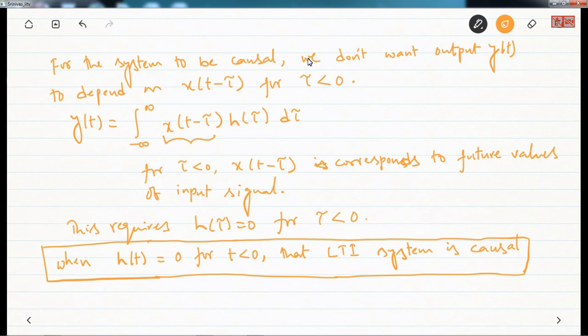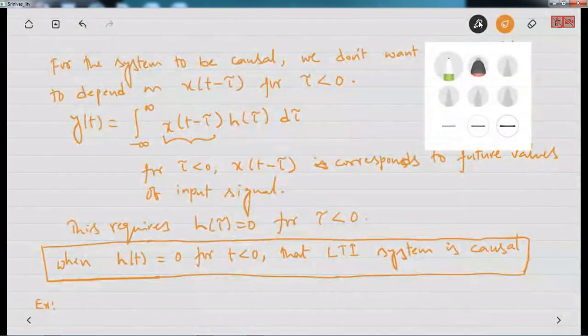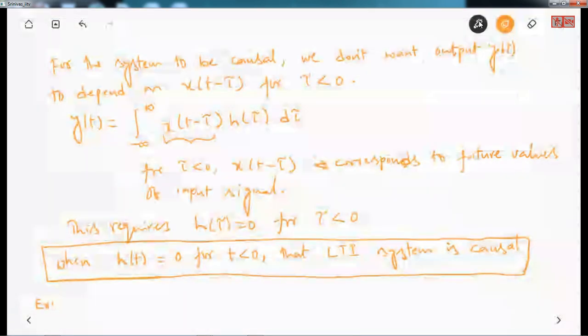Okay, the final point to be discussed is stability, whether a system is stable or not. But I think we still have 4 minutes. We can do one simple example. We'll discuss stability in the next class.